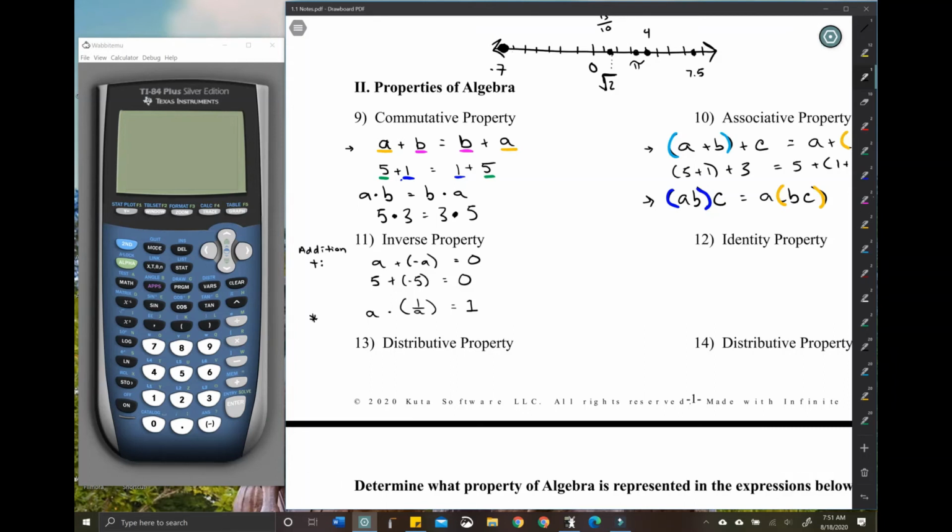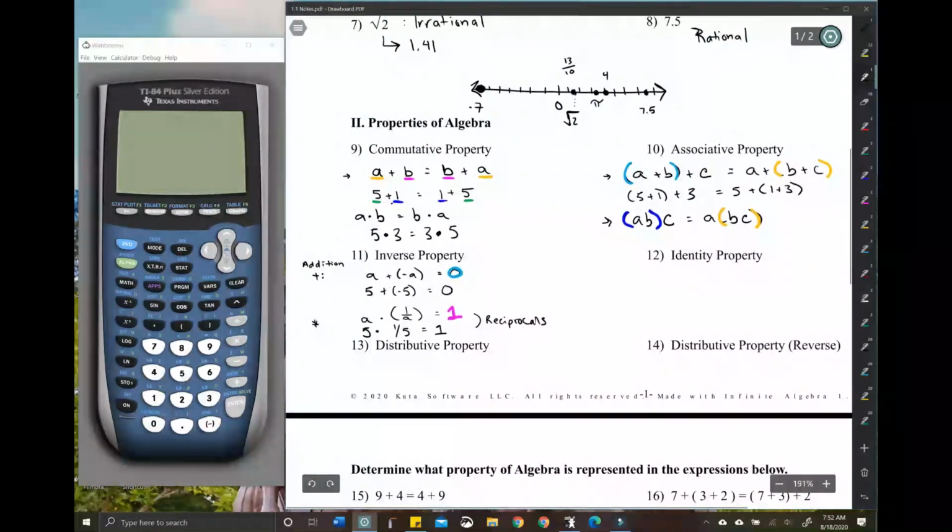And just an example, 5 times 1 over 5 is equal to 1. Okay, we refer to 0 as the additive inverse and 1 as the multiplicative inverse. So we're dealing with the reciprocals for multiplication. The identity property, on the other hand, whatever you start with, you end with.